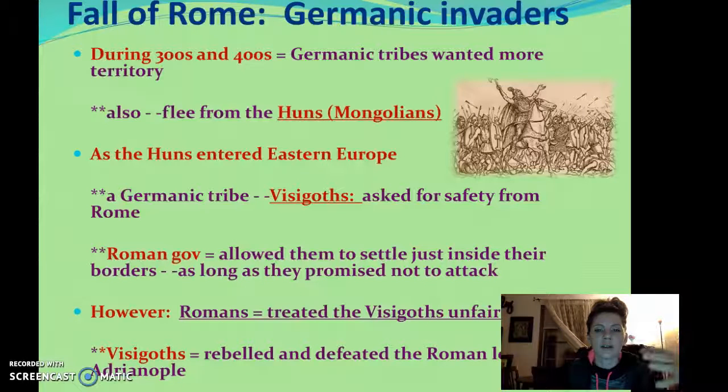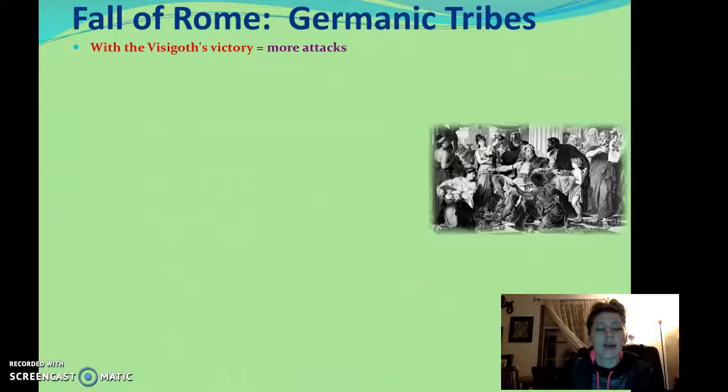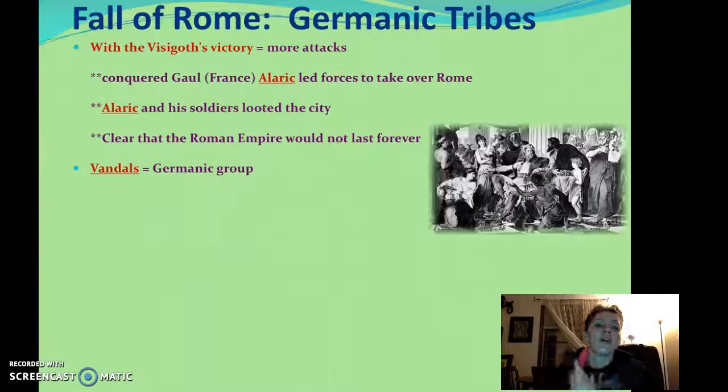So the Visigoths are going to come in and they're going to ask for safety. The Romans allow them in, but they treated them really poorly, which then led to the Visigoths rebelling. This makes sense. The Visigoths had some victories, which only led to more attacks. If we look at the Visigoths, they're going to start taking over small sections of the Roman Empire.